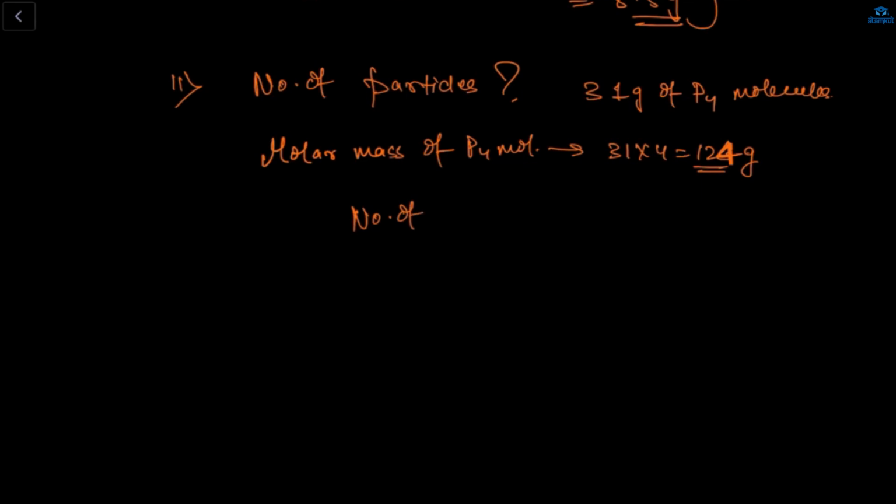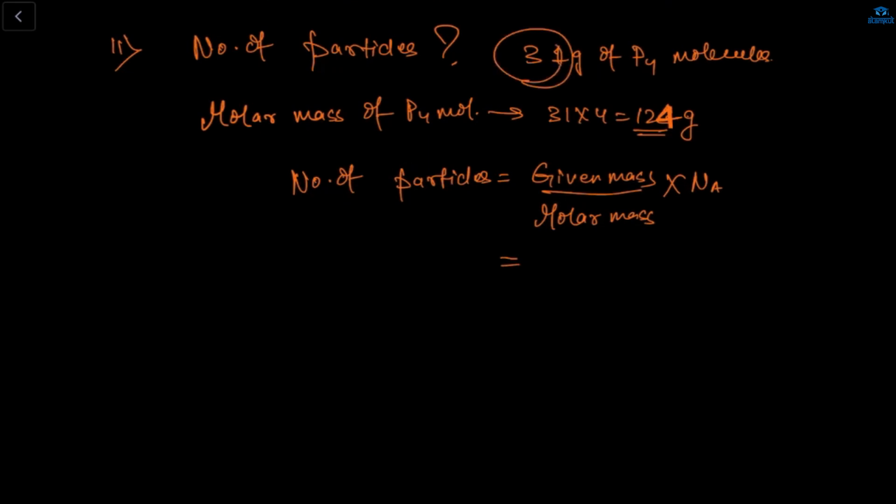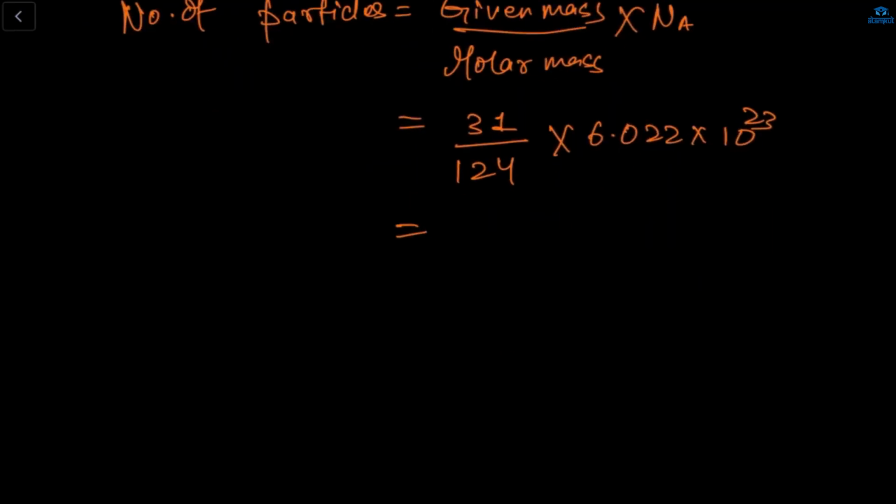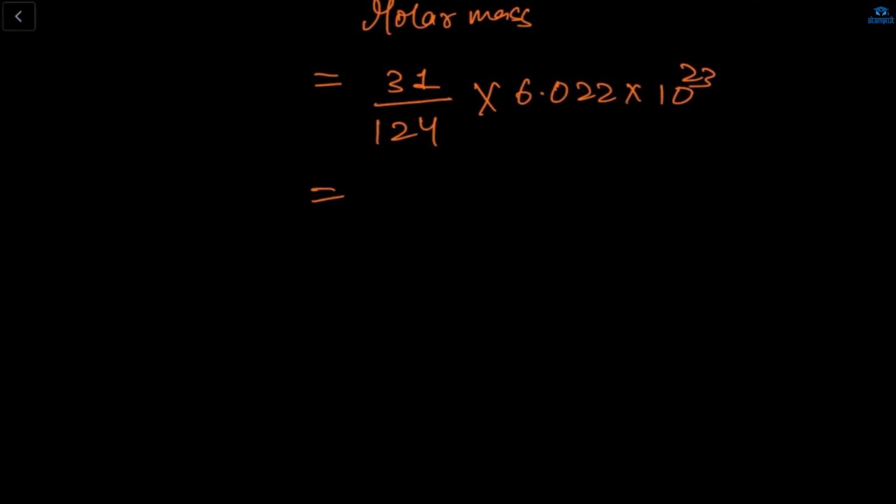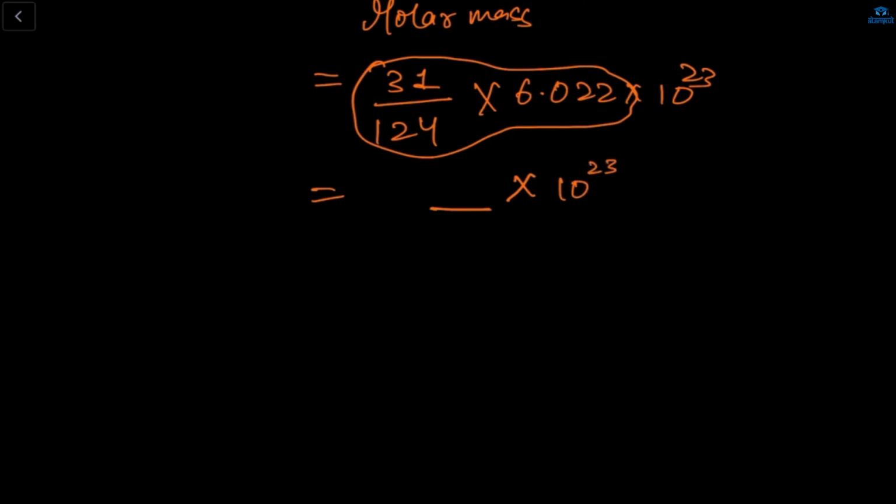Okay, let's write stepwise first. See, the formula of number of particles is given mass upon molar mass into Avogadro's constant. So your given mass is 31, divided by 124, into 6.022 into 10 to the power 23. And that will be 0.25. Because 31 divided by 124 will be 0.25. See, if we calculate only this part, then it will be 0.25.